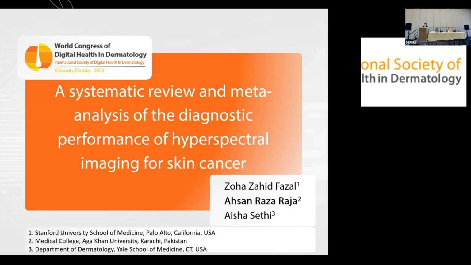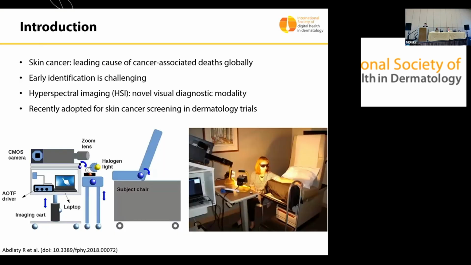Our study is a systematic review and meta-analysis on HSI, hyperspectral imaging, for the detection of skin cancer. Skin cancer is a leading cause of cancer-associated deaths globally. Early detection is challenging. Hyperspectral imaging, which I'll be referring to as HSI from now, is a novel visual diagnostic modality. It's been recently adapted for skin cancer screening in dermatologic trials.